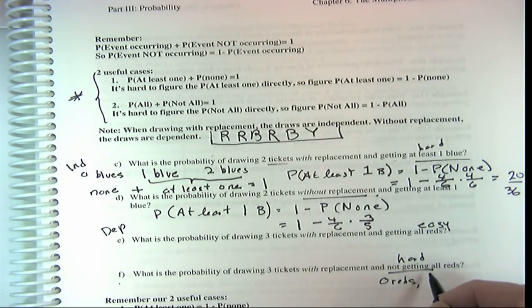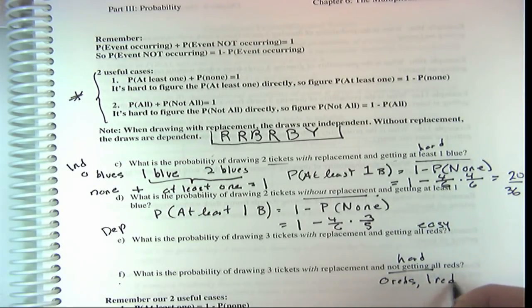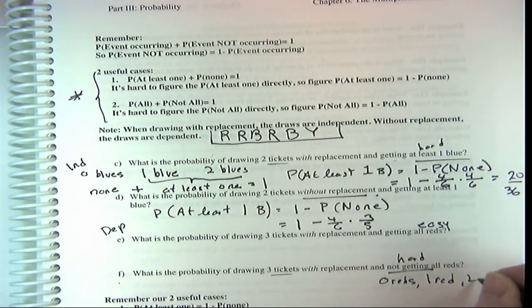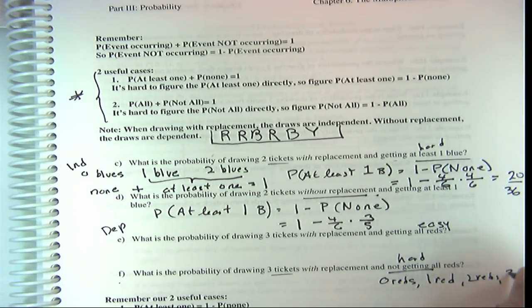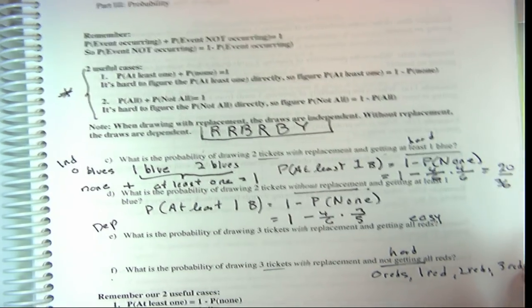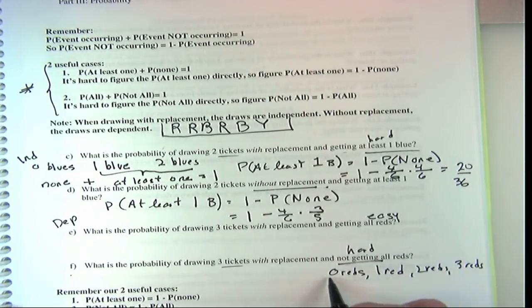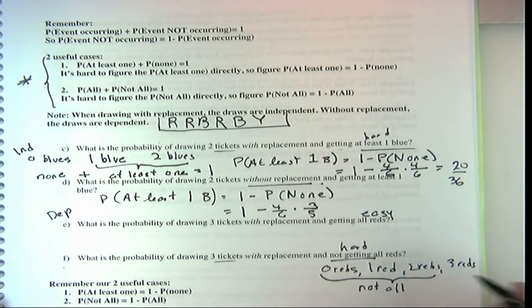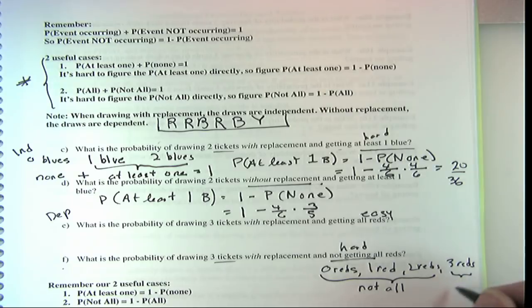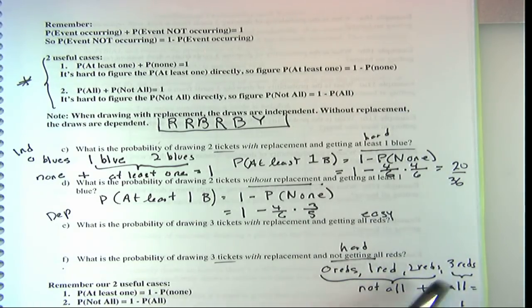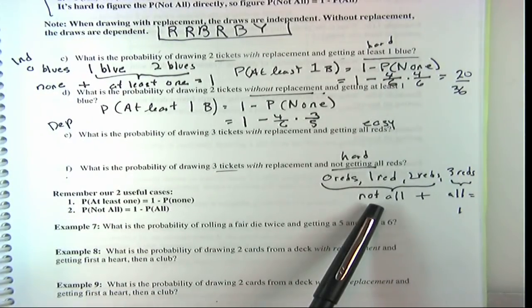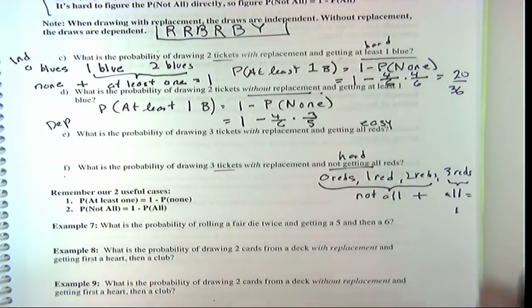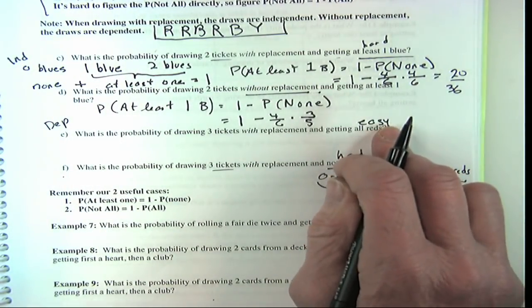Not getting all means 0 reds, 1 red on 3 tickets, 2 reds, or 3 reds. And not all is all of these. These are not all. And this 3 reds is all. So that one's easy. And together they add up to 1 or 100%. So this one's easy, but look at all the ways you can get not all. So this easy one is what?